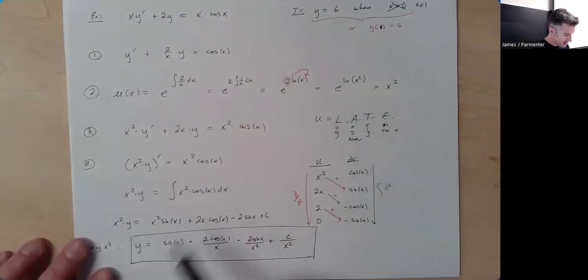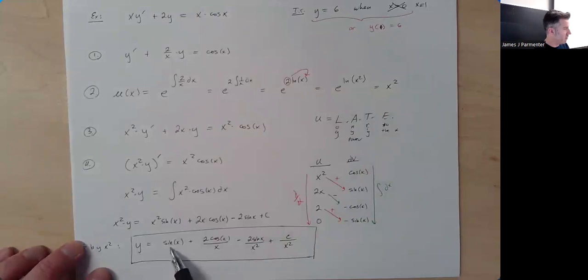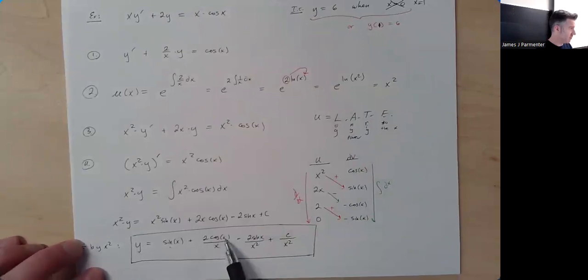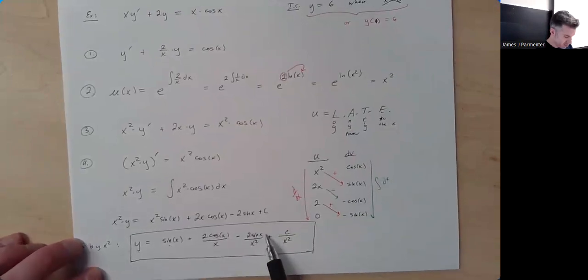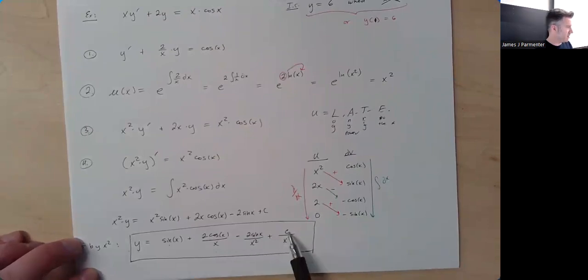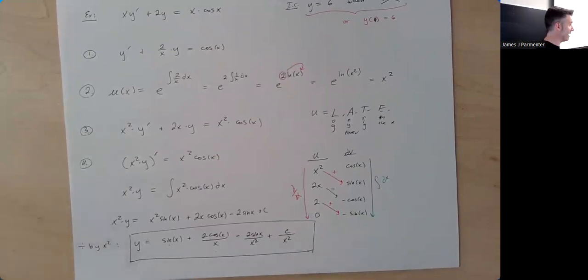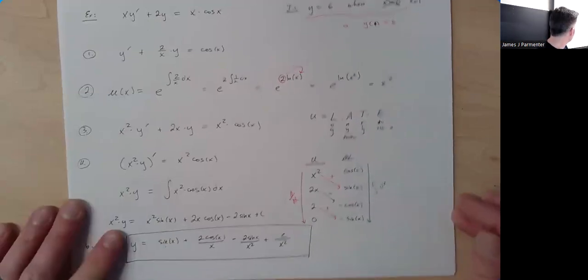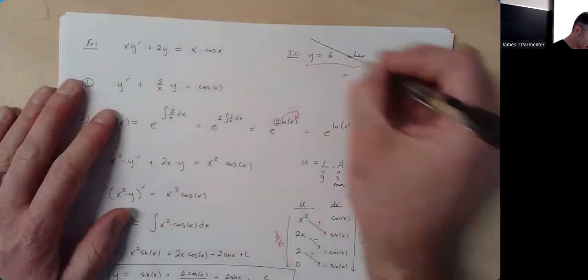If I plug in 6 for y and 1 for x, I'm going to have 6 equal to sine of 1 plus 2 times cosine of 1 over 1 minus 2 times sine of 1 over 1 plus c over 1. You'll get c equal to something with sine and cosine of 1 in it, but it's kind of gross. So is there a way I can make it work better? Not really. Oh, well. So let's kind of ignore this.